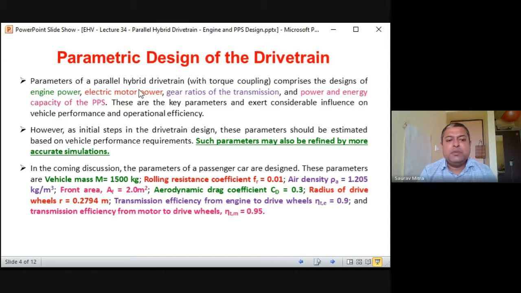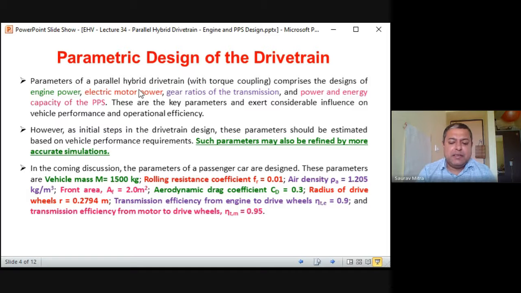Front area is 2 square meters. The aerodynamic drag coefficient, which is a constant, is CD = 0.3. The radius of the drive wheel, r, is 0.2794 meter, and the delta part depends on this. Then there is the transmission efficiency from engine to the drive wheel. There are actually two efficiencies: one from the engine to the drive wheel, and another from the motor to the drive wheel.